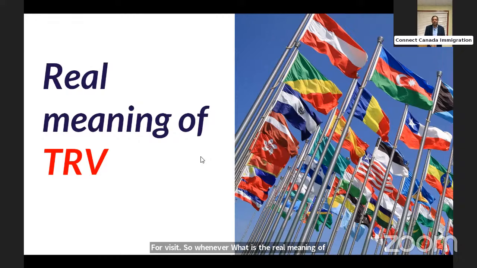TRV is temporary resident visa. Temporary resident means it's for a temporary reason. You come to Canada, you stay temporarily, and then you must leave Canada and go back to your country. That is the main condition of approving your TRV. If your visitor status is valid, only then can you apply from visitor to worker. So you come to Canada and stay within the validity period. And second, you have to have compliance, so whatever the reason you came for, you follow that.